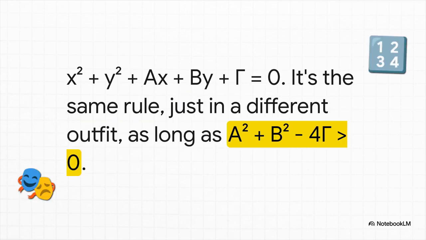Now, sometimes you'll see the circle's code written like this. This is the general form. It's basically what you get if you take that standard equation, multiply everything out, and shove all the terms over to one side. It looks a bit messy, I know, but it's actually really useful for certain kinds of problems. The only catch is that little condition at the bottom. You have to do that quick check to make sure you're actually dealing with a circle, and not just a single point or, well, nothing at all.